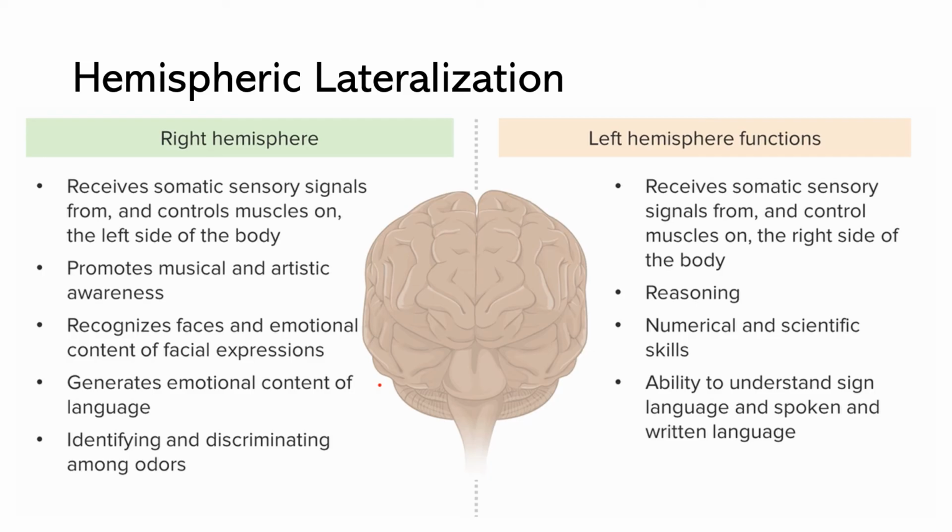So, while the right and left hemispheres are equal in size, they are not equal in function. This is referred to as hemispheric lateralization. So, for example, the right hemisphere of the brain is going to receive somatic sensory signals from and control muscle movements on the left side of the body.